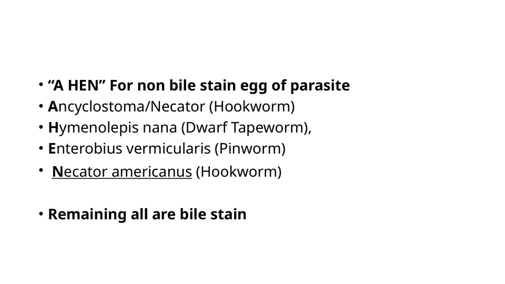Most other parasites, however, tend to produce eggs that are bile-stained, which helps us distinguish them during diagnosis. Recognizing whether eggs are bile-stained or not is crucial because it guides us toward identifying specific parasites. This understanding fits into the overall theme of parasite identification through stool examination, emphasizing the importance of egg morphology in diagnosis. So, in summary, non-bile stained eggs point us toward particular parasites like some hookworms, dwarf tapeworm, and pinworm, while most others will produce bile-stained eggs.